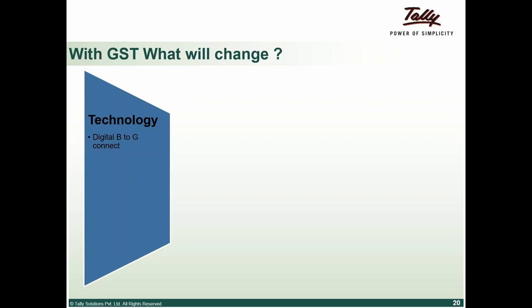So the real business to government connect is going to happen, because businesses are going to upload their sales invoices to the government portal, and the government is now going to tell me what my purchases are. That is going to be auto-populated in my GSTR2, which I have to accept. If there are any discrepancies, then I need to update the information I'm holding, and then I submit it.